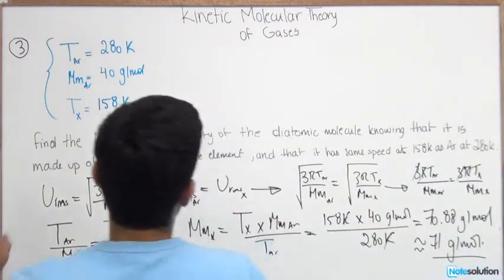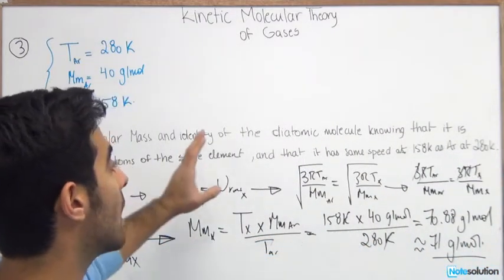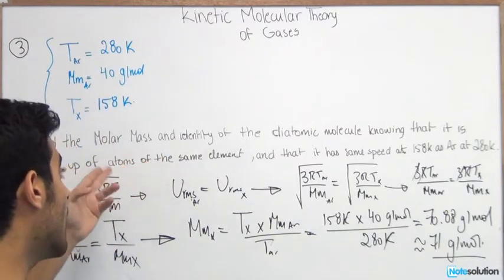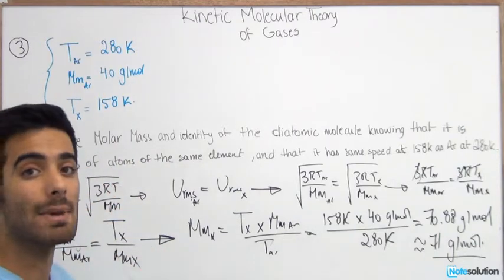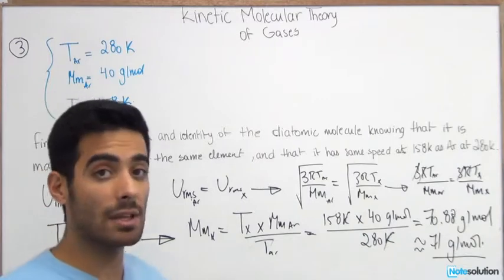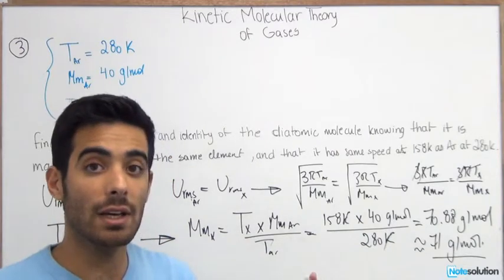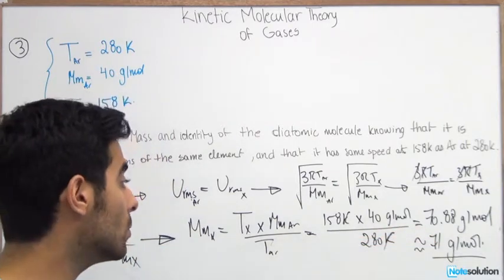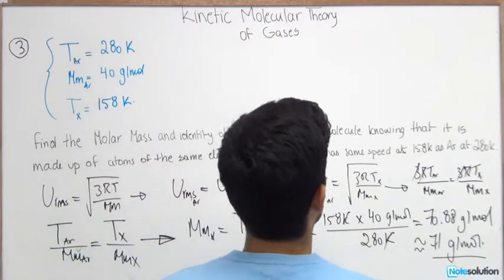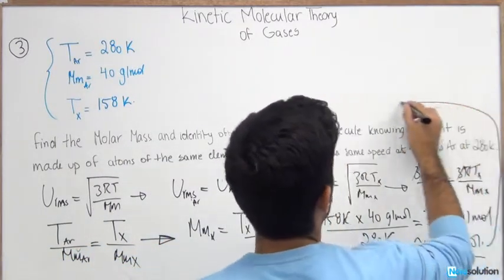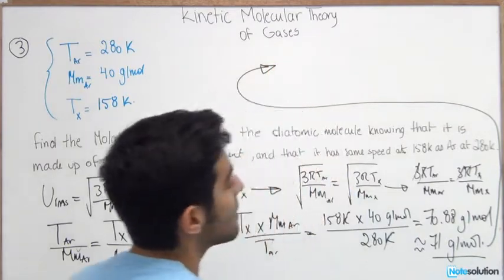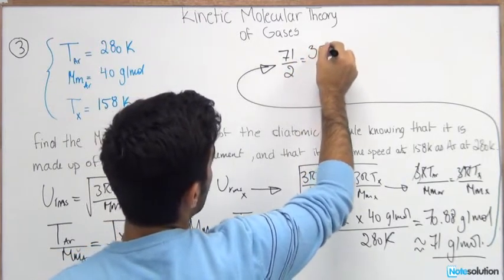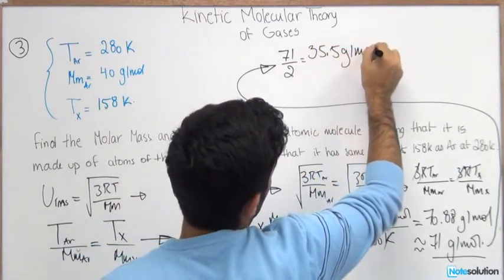Now, they told us that it's a diatomic molecule, so it's made up of two atoms. And they also told us that the atoms present in this diatomic molecule are of the same element. So if they are from the same element and there are only two, then in order to find the molar mass of one, we should just divide the total molar mass by 2. So 71 over 2, that should give us 35.5 grams per mole.